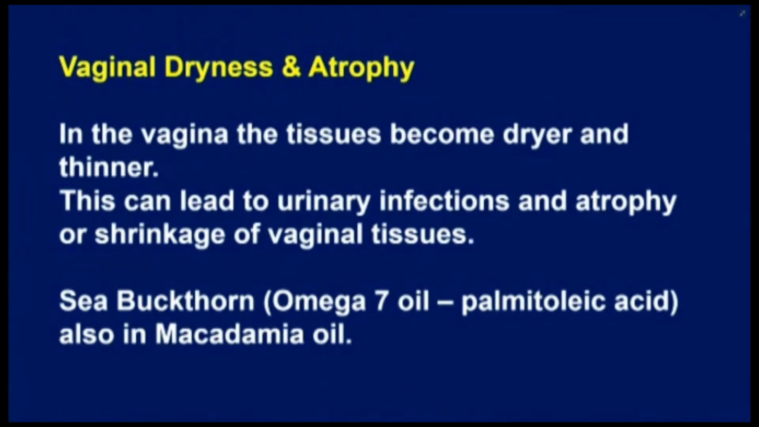Now, vaginal dryness and atrophy are often common problems. In the vagina, the tissue becomes drier and thinner. This can lead to urinary infections and atrophy and shrinkage of the vaginal tissue. And again here, our favourite is sea buckthorn, otherwise called omega-7 oil, which technically is called palmitoleic acid, which happens to be also rich in macadamia nut oil. The sea buckthorn oil, or omega-7, helps with the dryness in the vagina, as we'll see postmenopausally.